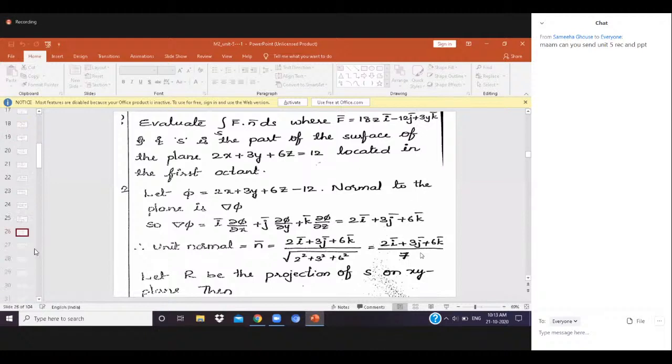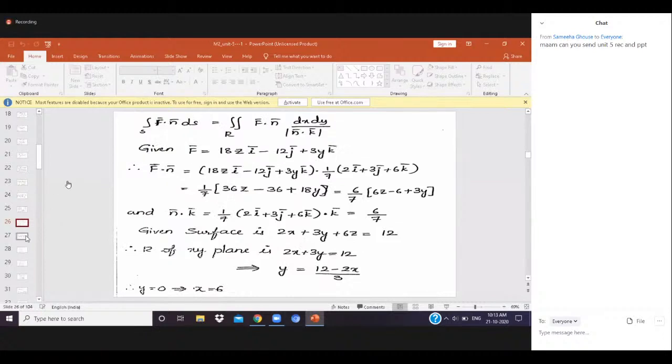So then the formula becomes integral over s of f bar dot n bar ds is equals to double integral over r of f bar dot n bar dx dy by modulus of n bar dot k bar. So already we know that f bar is 18z i bar minus 12j bar plus 3y k bar.